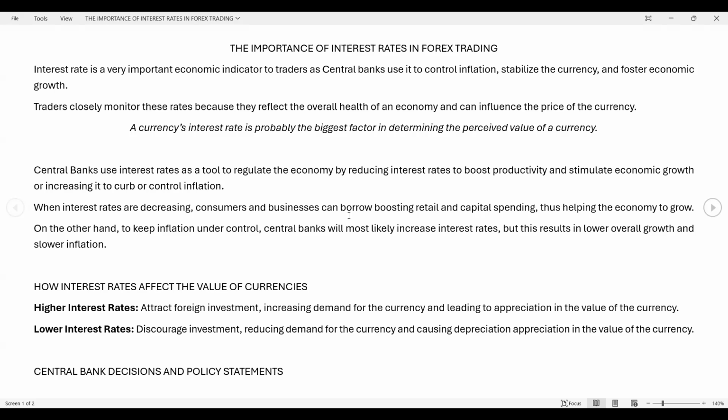When central banks reduce the interest rate, it's usually to help boost productivity in the economy and stimulate economic growth. But when inflation is getting out of control, central banks tend to increase the interest rate to try and curb or control this inflation. So, as a general tool, interest rates help the central bank regulate the economy by controlling inflation when they increase interest rates, or by stimulating economic growth when they reduce interest rates.